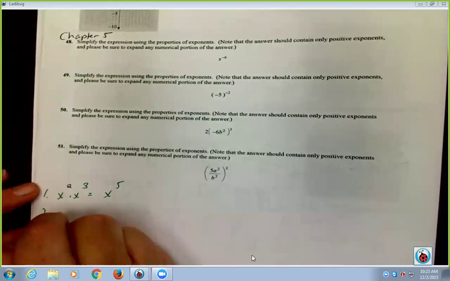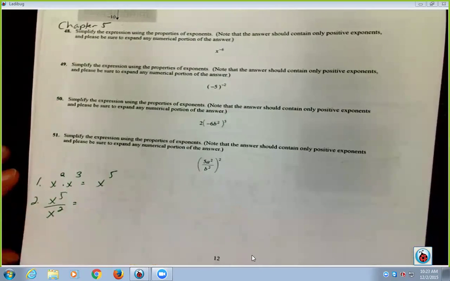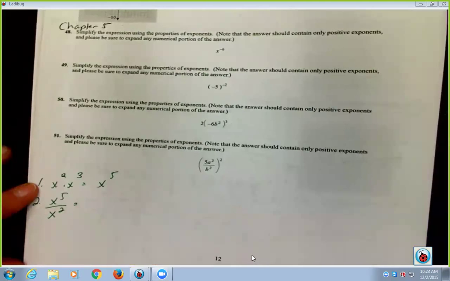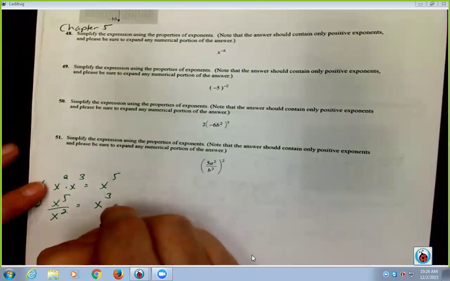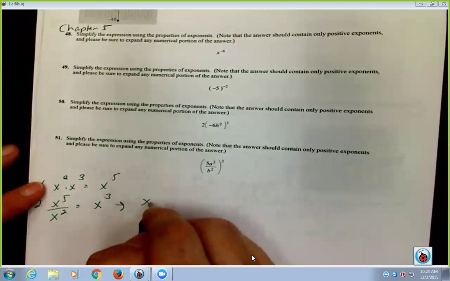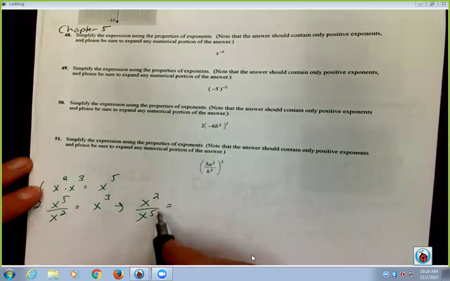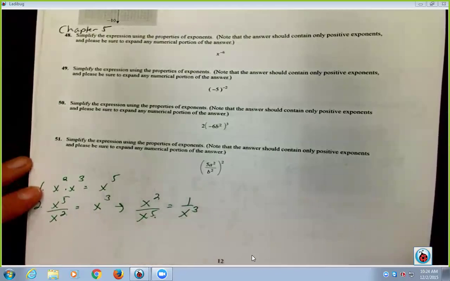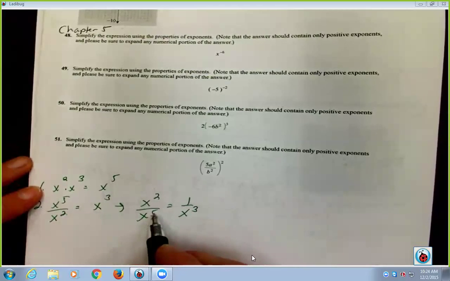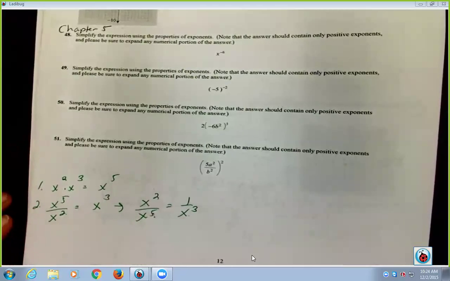Another rule is x to the 5th over x to the 2nd. What happened with that one? Subtract. 5 take away 2 is x to the 3rd. Now with this one you had to be a little careful because if it were x to the 2nd over x to the 5th, I would subtract in the denominator because it's bigger and get 1 over x to the 3rd. Or 2 minus 5 is a negative, so I have a negative exponent, so I have to be careful with that.